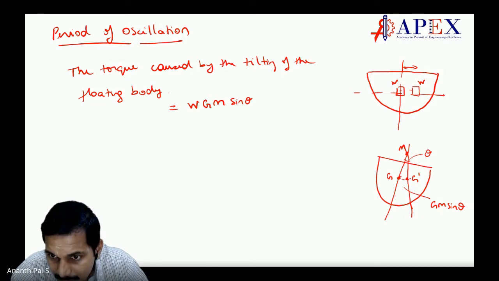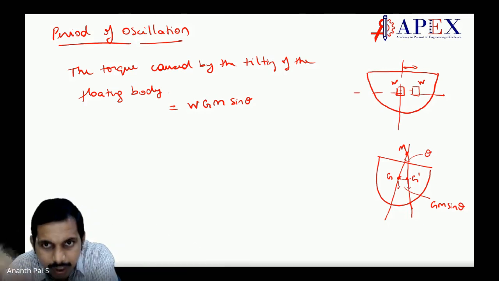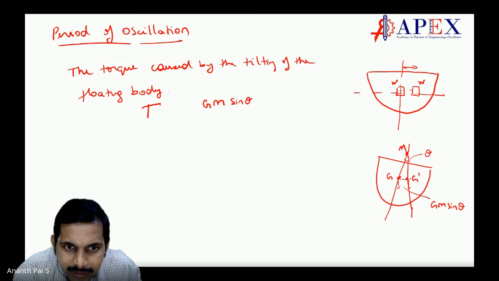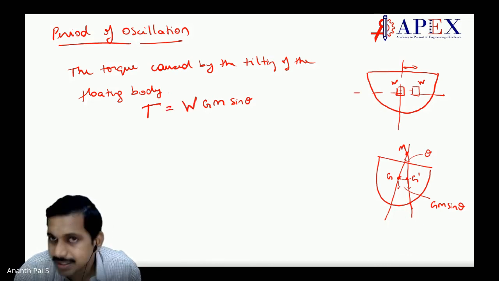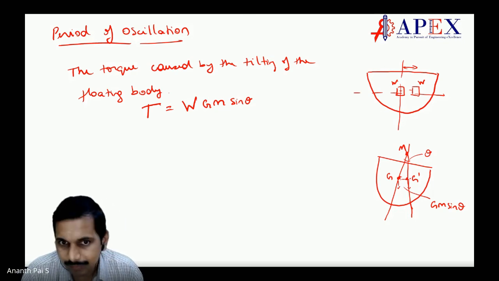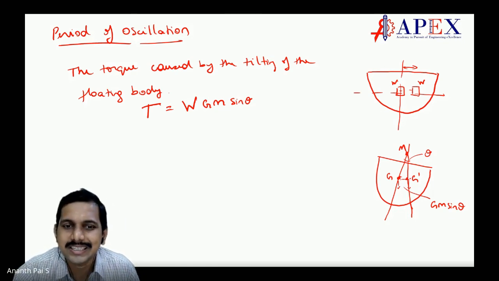The torque which is caused is due to this distance. This weight was initially here, it came here. So the torque caused, T, is W into GM sine theta, agreed? Because weight into distance is the toppling torque which has been caused, agreed students? Okay. Now, what is resisting this torque?